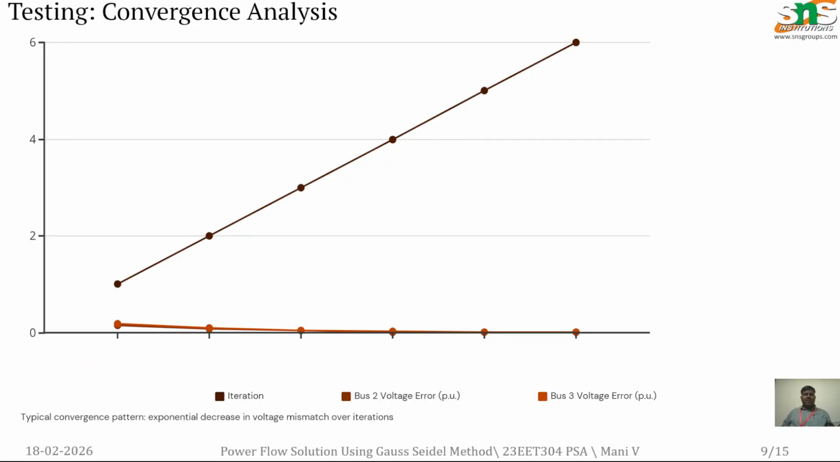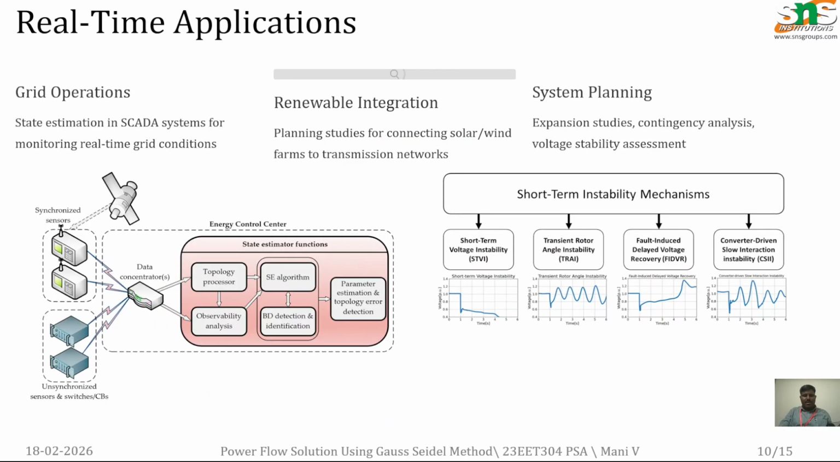Here the black dot indicates the iterative method, where the first iteration, second iteration, third iteration, etc. And the low color represents the bus 3, and here it represents the bus 2 voltage. Here all are marked in per unit values. If you go for a higher n value, it will increase slightly.